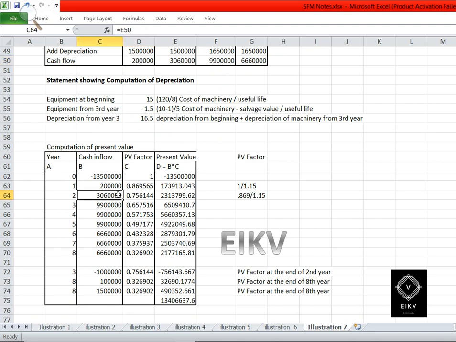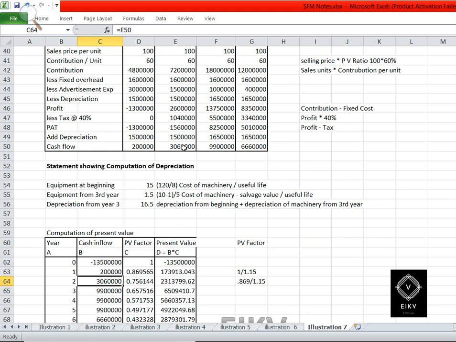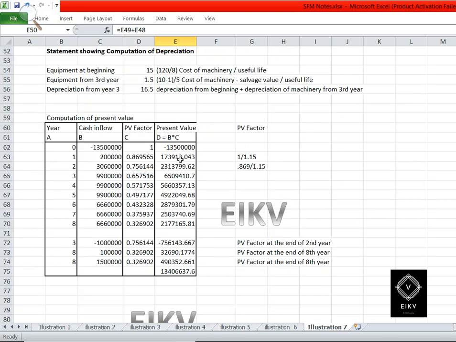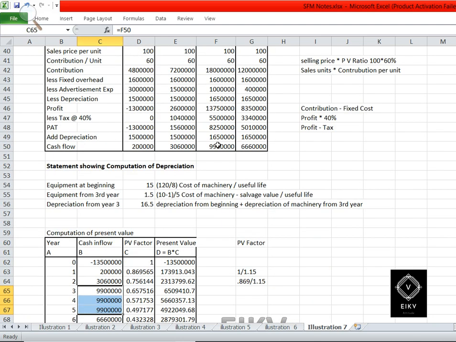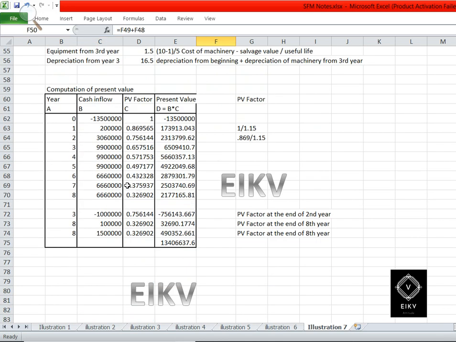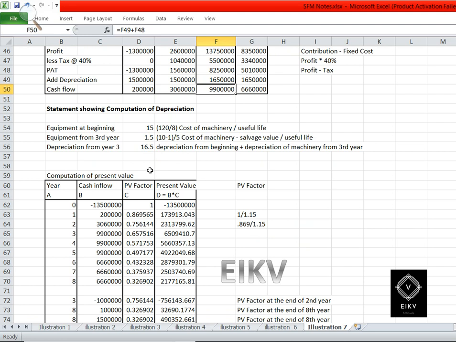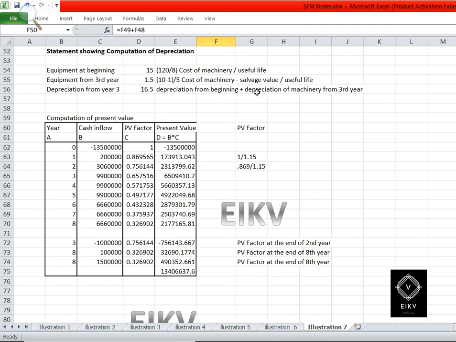This 2 lakh is taken from the table above. Okay. In the second year we have 30 lakh 60,000 cash flow, which is taken from the table above. And from the third to fifth year we have a cash flow of 99 lakh, right? Yes, taken from the table. Okay, from 6th to 8th year we have a cash flow of 66,60,000, which is also taken from the above table.